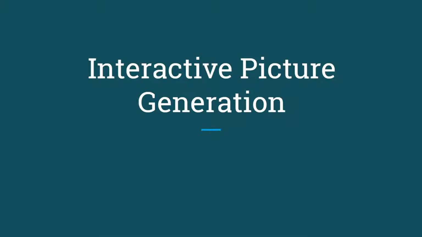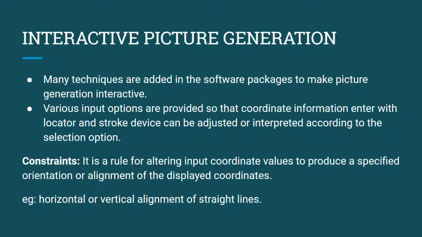Next topic is interactive picture generation. So now we see there are many techniques which are added in the software packages to make the picture generation interactive. Various input options are also provided so that coordinate information entered with the locator and stroke devices can be adjusted or interpreted according to the selected option. One way to do it is the constraints. It is the rule for altering the input coordinate values to produce a specified orientation or alignment of the displayed coordinates. One example for that is drawing a horizontal or vertical straight line.